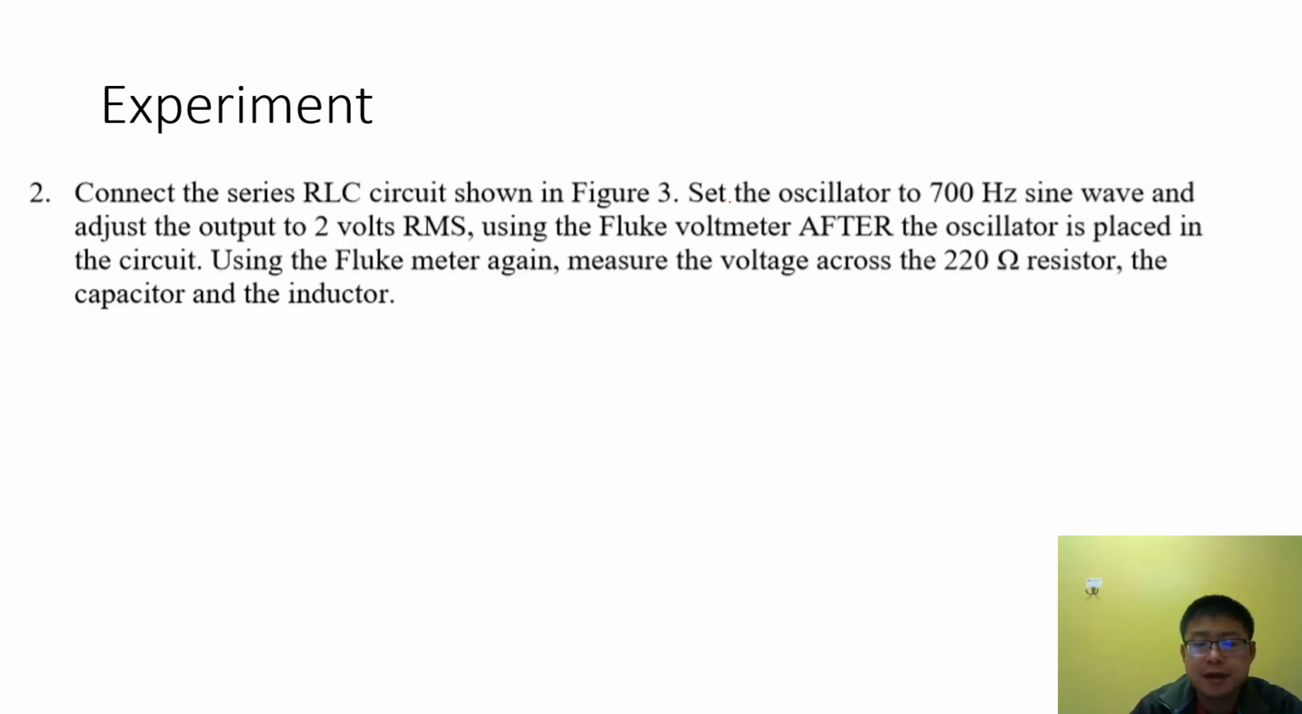The second step, we set the function generator frequency to 700 Hz and measure the voltage across the resistor, capacitor, and inductor.